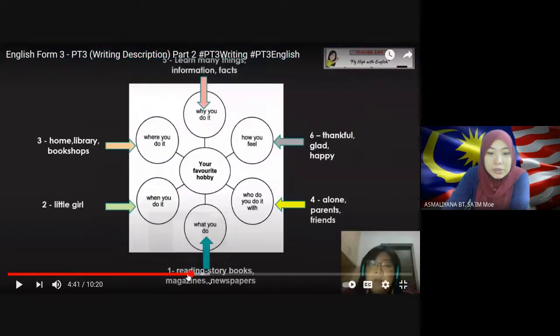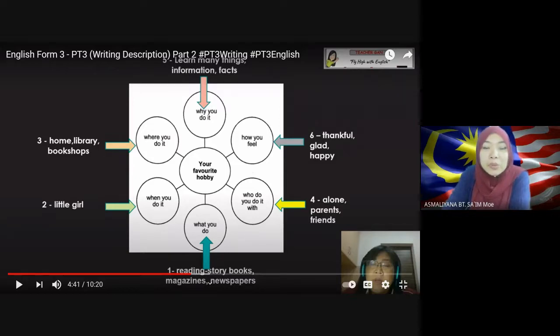Oops, terlebih. How do you feel? I feel thankful, glad, happy. Why? Okay. How? What happened? Okay. Why do you do it? To learn many things, information and facts. Give example. What have you learned? Information about what? Facts about what? Okay, perhaps you like to read about facts, so you know more about butterflies.